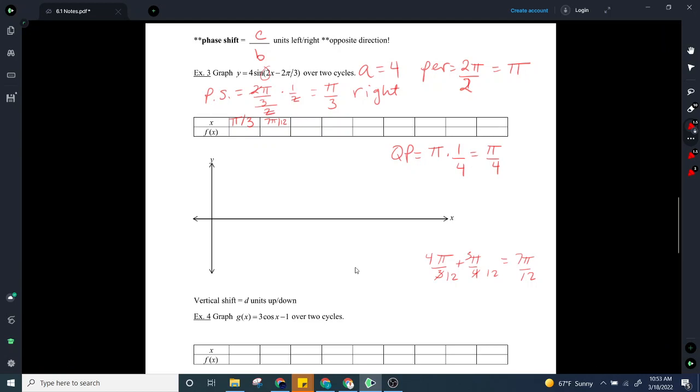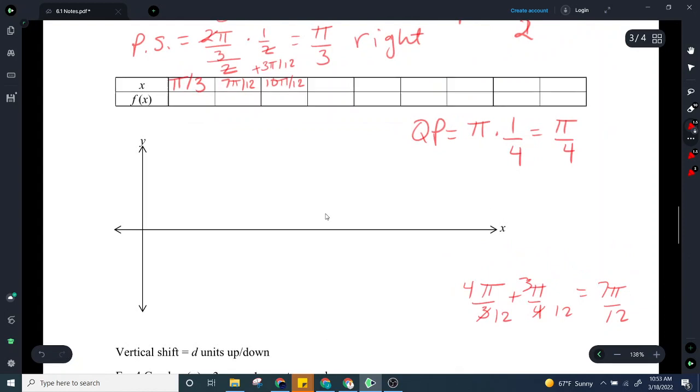Now, I'm adding my quarter period again. My quarter period was pi over 4, but remember that was equivalent to 3 pi over 12. So what you're literally going to do is add 3 pi over 12 again, right? I'm sorry, it's a little messy. I'm going to add 3 pi over 12 again. So the next key value is going to occur at 10 pi over 12. And this is why I say don't reduce these. It just makes it so much easier if you don't reduce. Let me zoom in a little bit. So 10 pi over 12.